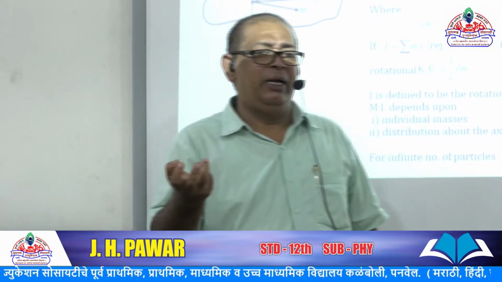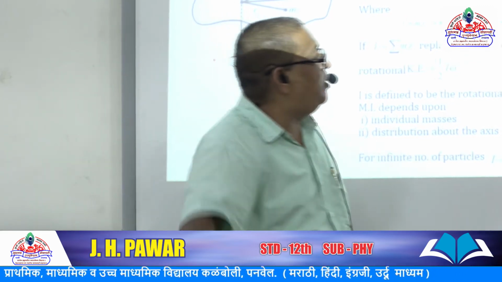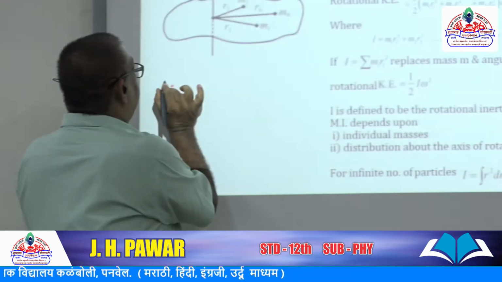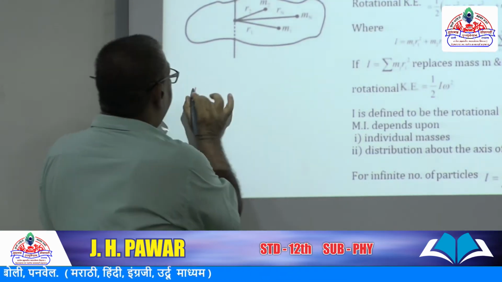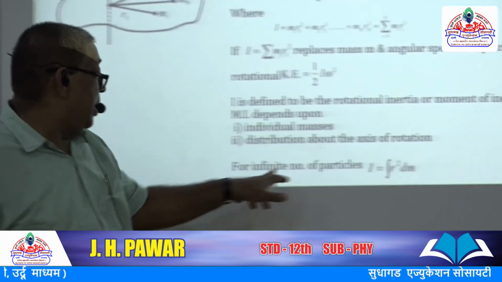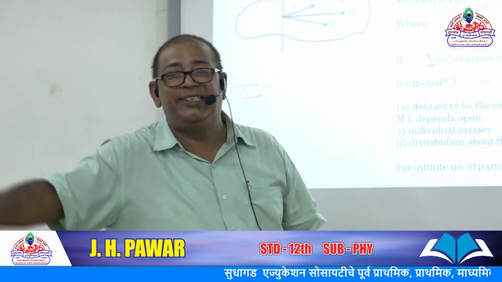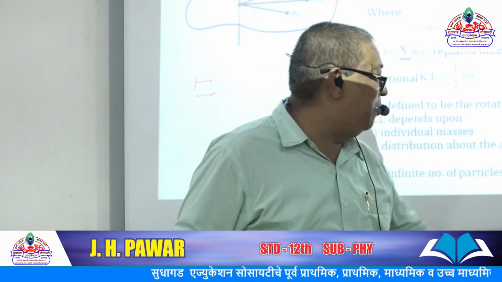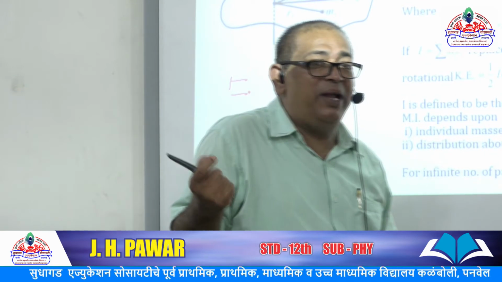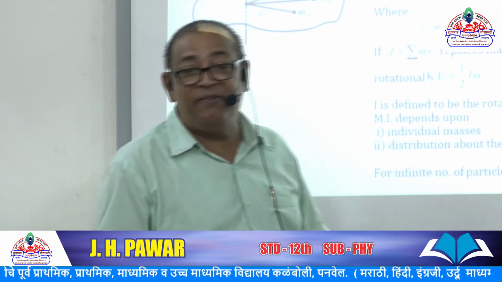We can find the moment of inertia of such bodies theoretically. How can we find it? Suppose we consider these bodies are made up of an infinite number of small elements. Let us consider any one small element whose mass is dm, which is very small, and its perpendicular distance from the axis of rotation is r.